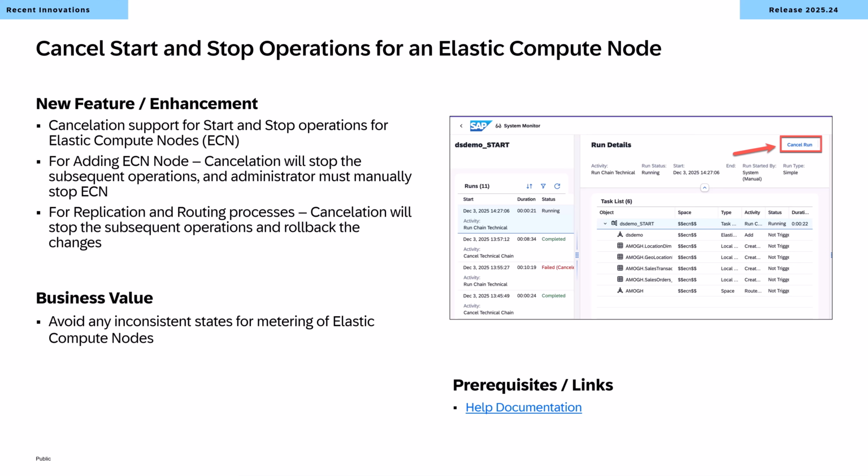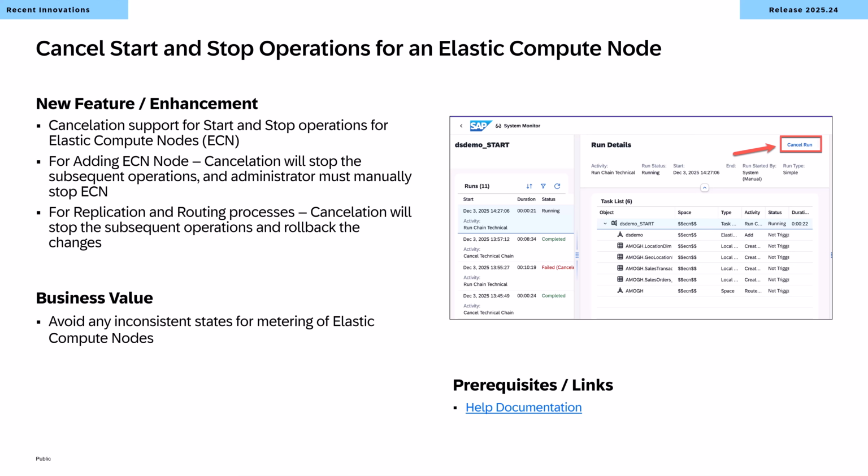And it happened that in some cases, customers by mistake either started an ECN or started an ECN that was not running anymore, and it meant that they have to wait for the entire provisioning process, followed by the replication process, followed by the routing process, for them to actually roll it back, and then take a similar amount of time to roll back the entire change.